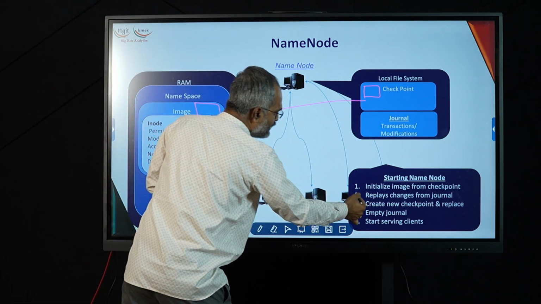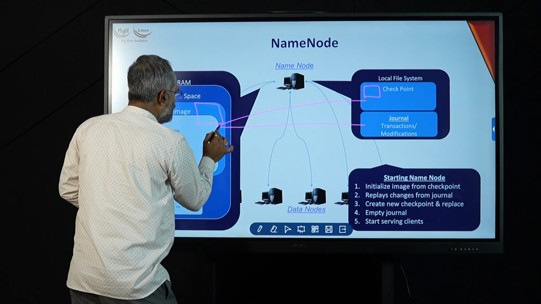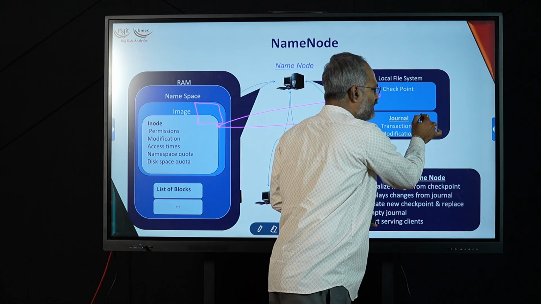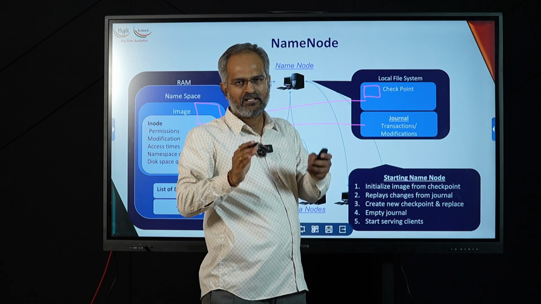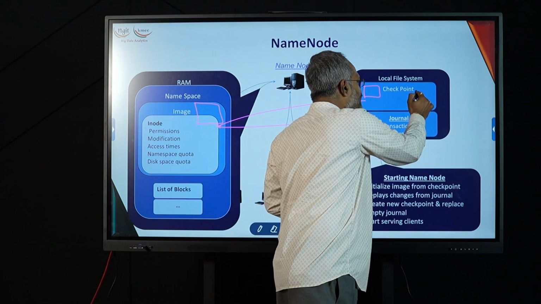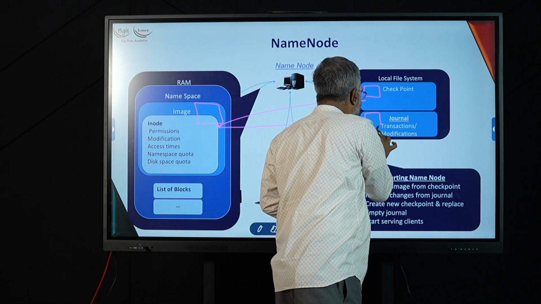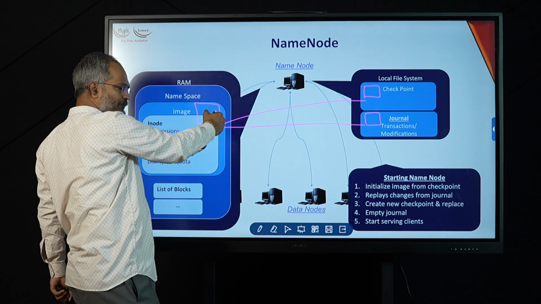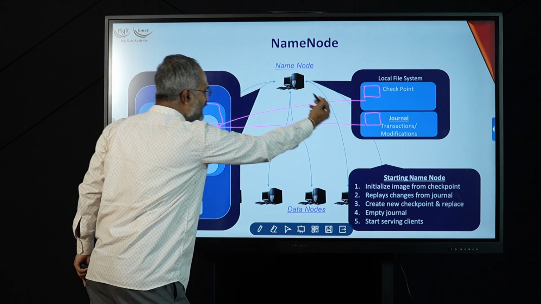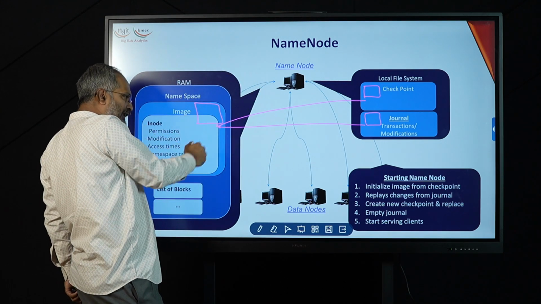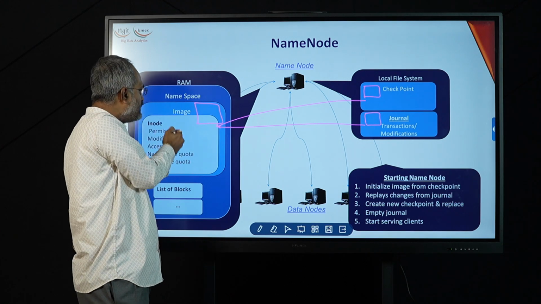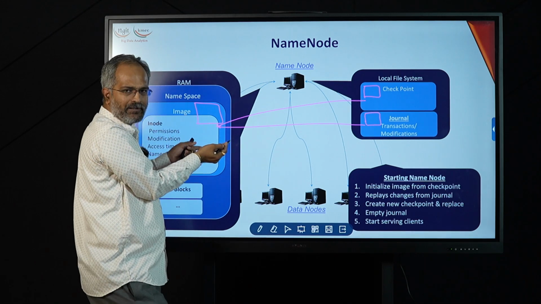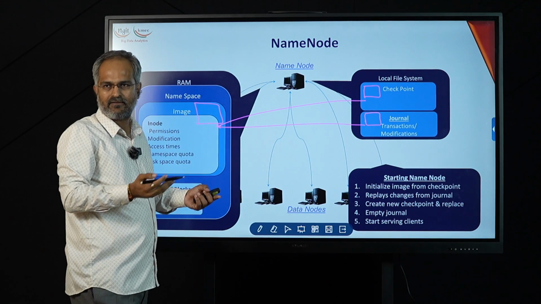Next step is load the journal. It will take the journal, it will replay. Initially the journal is also empty, because let us say that it is a new cluster. In the new cluster, the checkpoint is empty, the journal is also empty. So in this case, we are loading the journal entries into the image, and it will be replayed. All the transactions will be replayed, and it will be updated here. So nothing to update, because the checkpoint is empty, the journal is also empty.